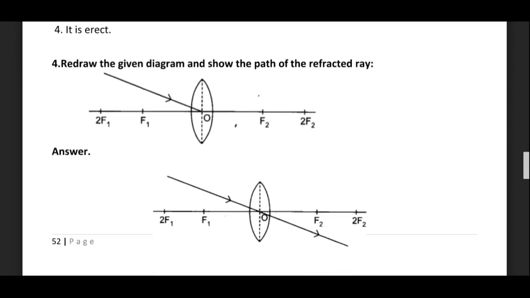Now this is quite an important question that came in the board exam 2 years back. Redraw the ray diagram and show the path of the refracted ray. I had told you, according to the rule of lenses and mirrors, if a ray passes through the pole, what will happen? If it passes through the pole, it will be refracted, but if it passes through the optical center or center of curvature, then it will go straight without any kind of bending or deviation, right? So this is the optical center and this is the ray of light, so it will go straight without any kind of deflection.